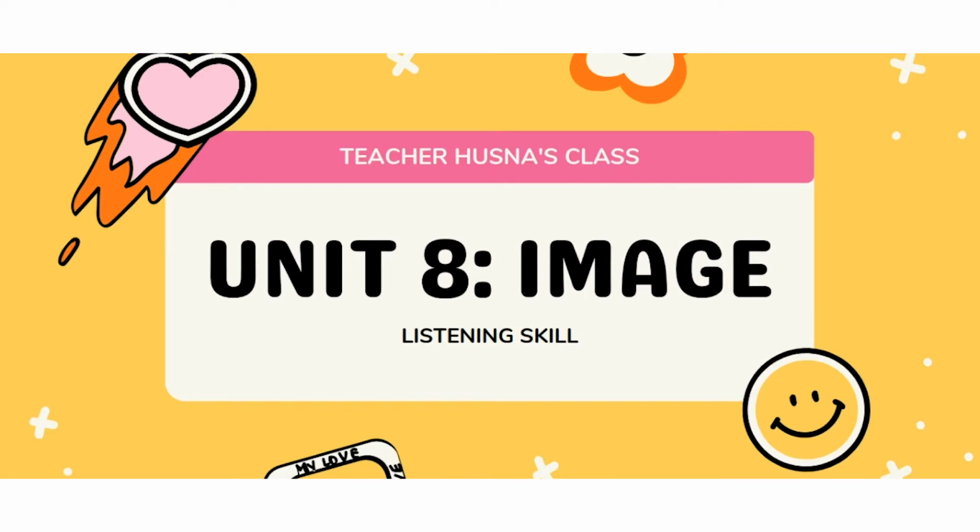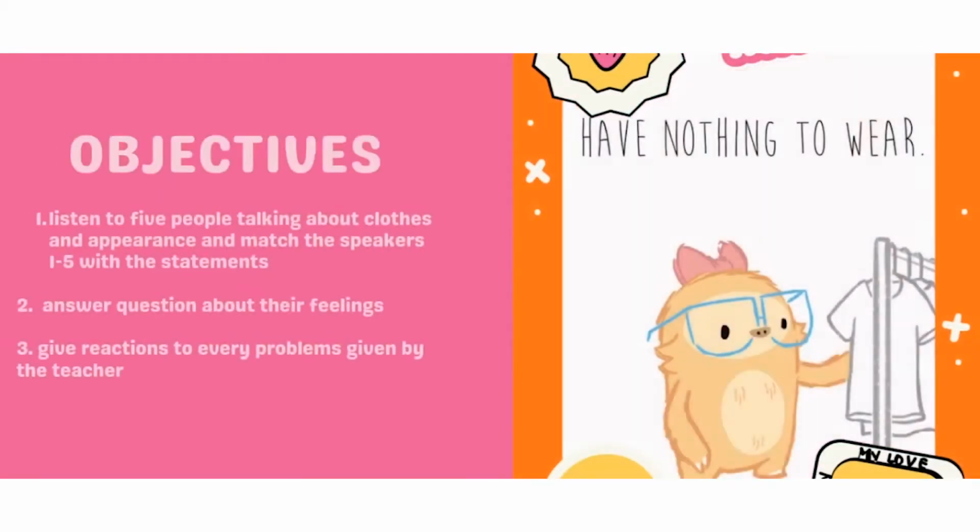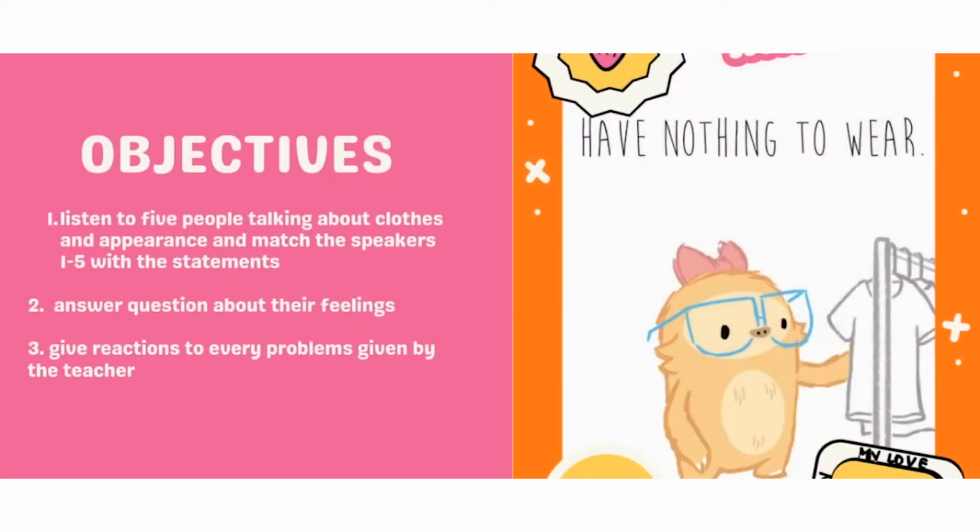So for today's video, I'm going to focus on unit 8, which is the listening skills. Before we start, of course, I'm going to tell you the objectives for today's lesson. The first one is to listen to 5 people talking about clothes and appearance and match the speakers 1 to 5 with the statements. I will explain more about this when we start the activity. The second one is to answer questions about their feelings. The third one is to give reactions to every problem given by the teacher. So this is more like a discussion, because our main skill is listening and our complementary skill is speaking.